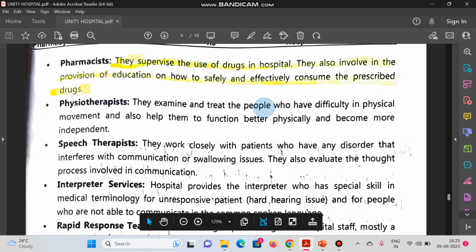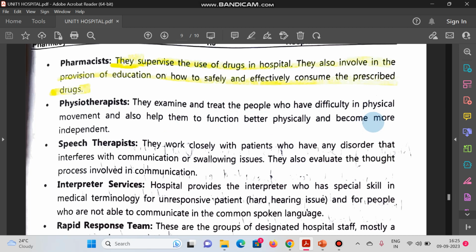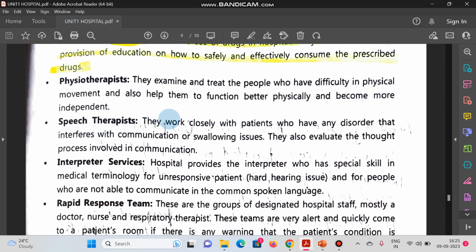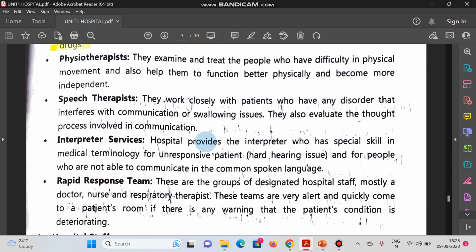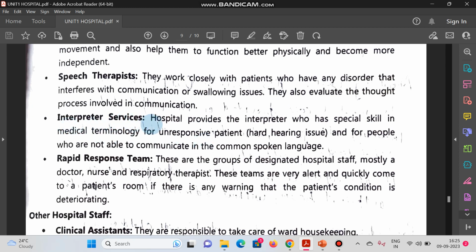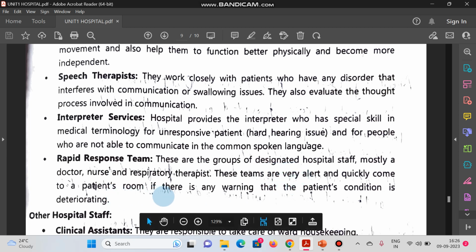Physiotherapists examine and treat people who have difficulty in physical movement and also help them to function better physically and become more independent. We have speech therapists. They work closely with patients who have any disorder that interferes with communication or swallowing issues. We have interpreter services also in the hospitals. And the rapid response team is active 24 by 7. This is a group of designated hospital staff, mostly comprising a doctor, a nurse, and a respiratory therapist. These teams are very alert and quickly come to the patient's room in any emergency situation.